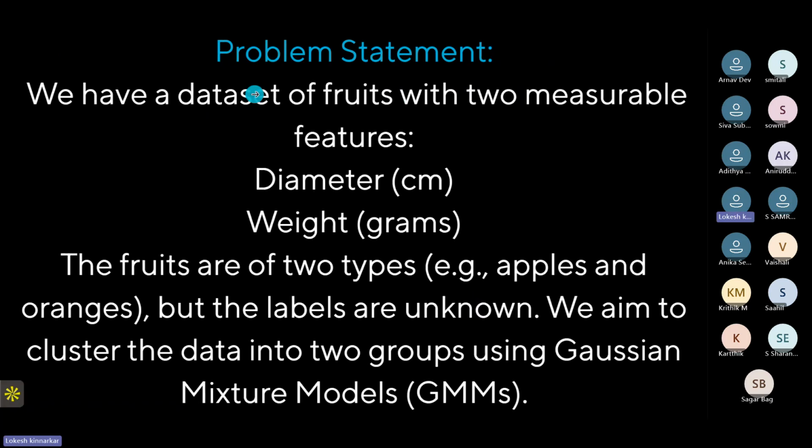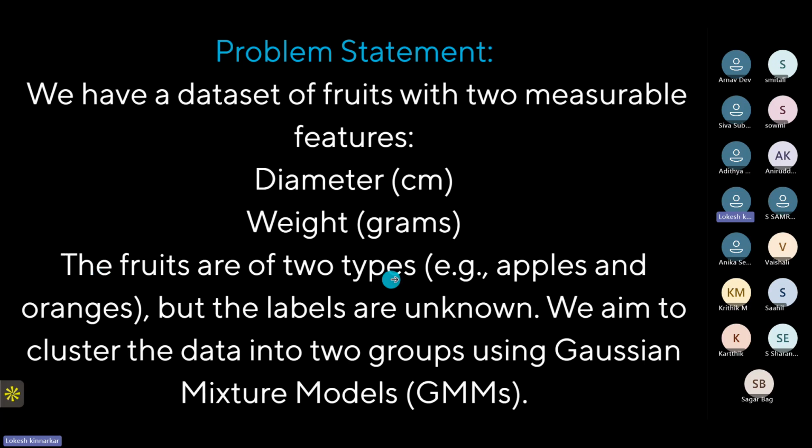It will be easier to explain the mathematics if we consider a real world problem statement. One more insight is that human heights also follow the Gaussian distribution, and stock returns also follow the Gaussian distribution. So for example, we have a data set of fruits with two measurable features. Let's say we have the diameter and the weight.